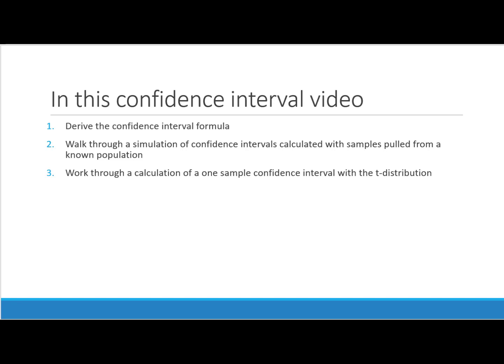In this confidence interval video, we will derive the confidence interval formula. We will walk through a simulation of confidence intervals calculated with samples polled from a known population, and we will walk through a calculation of a one-sample confidence interval with the t-distribution. Please come along, join in, it'll be fun.